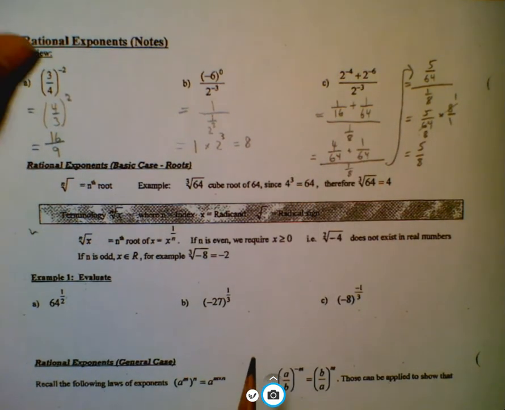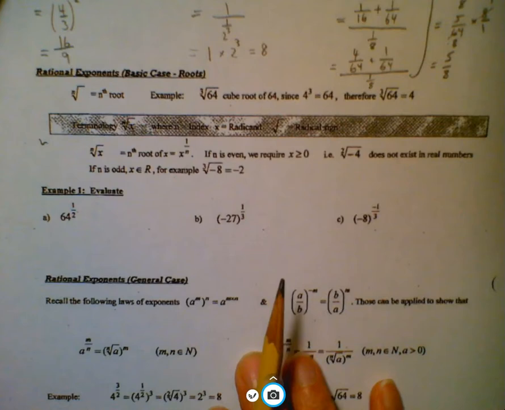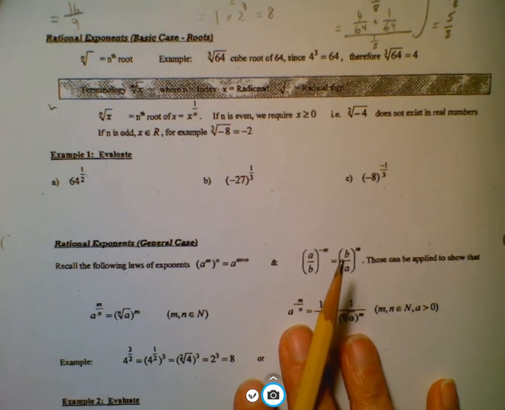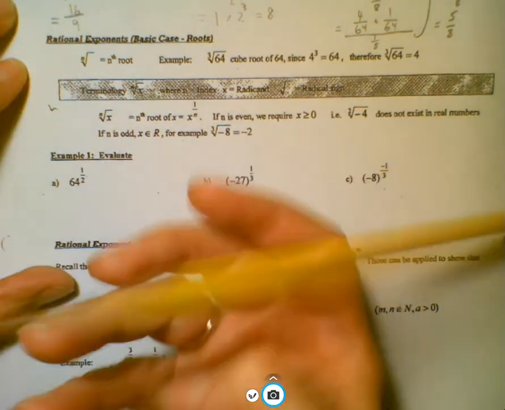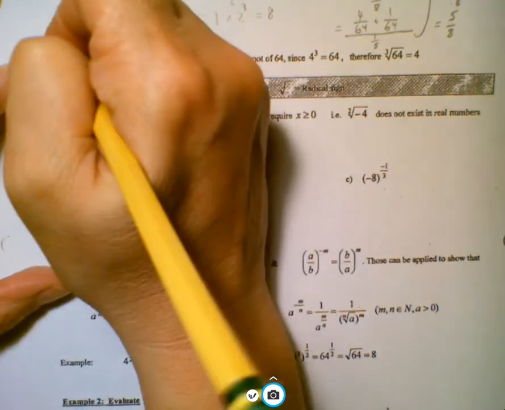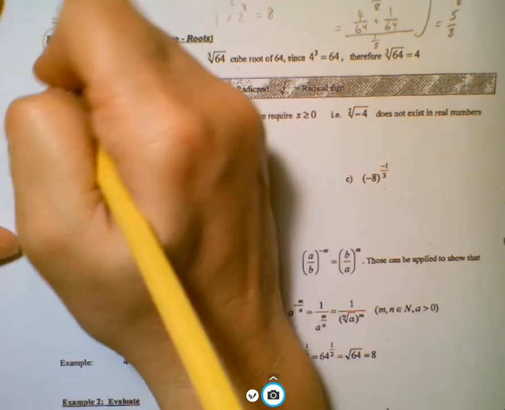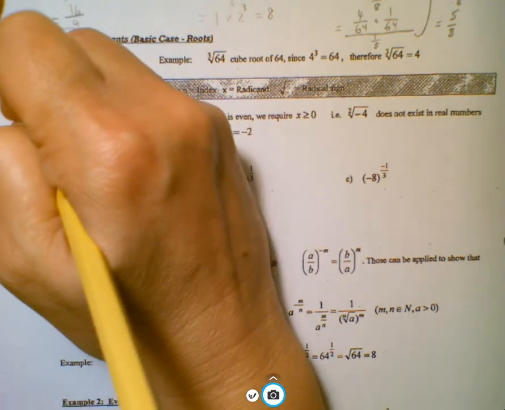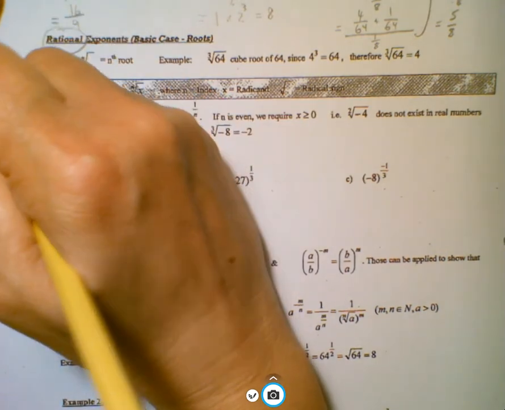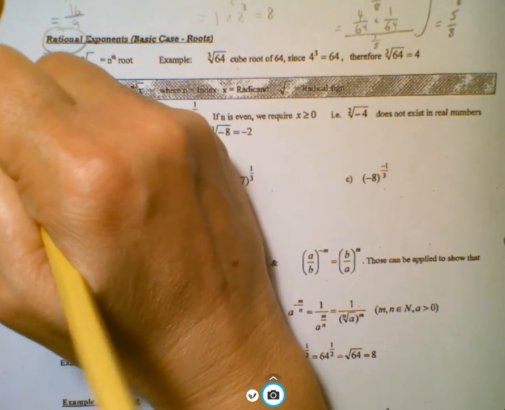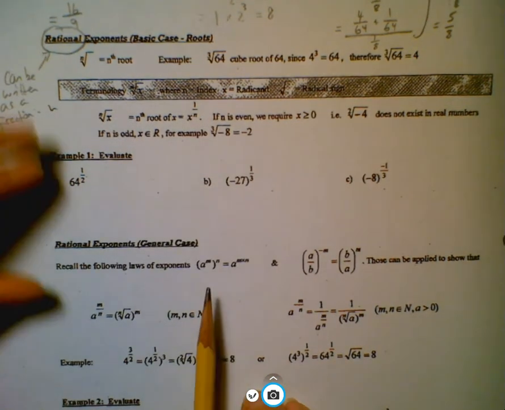Okay, so here's the new thing, fraction exponents, otherwise known as rational exponents. So we saw the word rational before from rational expressions. Rational just means can be written as a fraction. Okay, so let's see what that means.